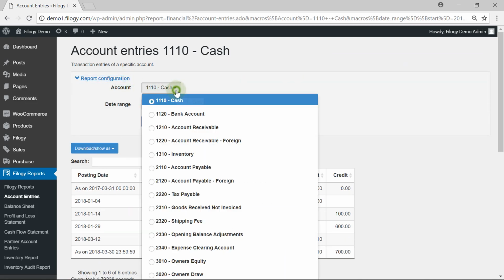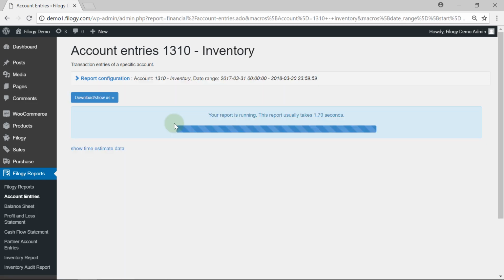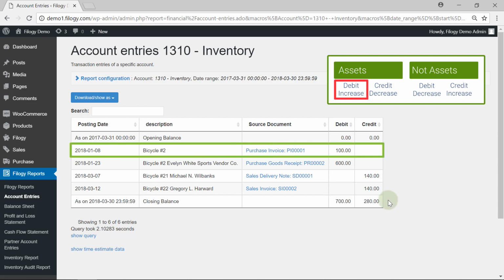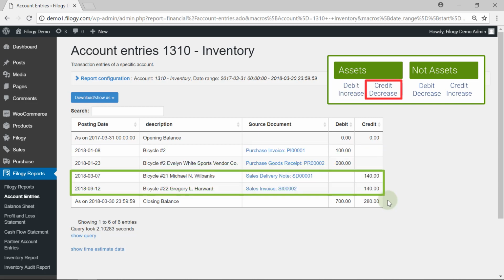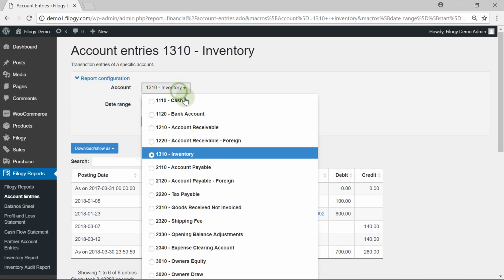Let's look at another account. We have many options. I now choose the inventory account. Press the Run Report button. The inventory account is also an asset account, so the debit side shows growth. You can see that the inventory value increased by $100, then $600. These were the 2 items when you bought the goods from the vendor. Then there are 2 lines where the inventory value had fallen. That was the 2 sales. In sum, the inventory rose to $700 and then dropped by $280 over the period.